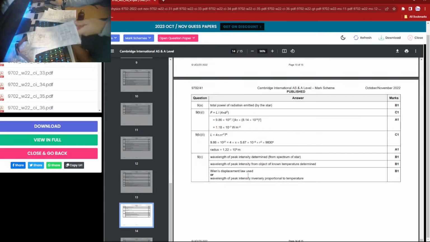9C. Wien's displacement law is used. Okay. Wavelength of peak intensity determined. I didn't really write peak intensity, so I don't think I'll be getting a mark from that. Wavelength of peak intensity from object of known temperature determined. Okay, compare the wavelength and temperature. So I have to include peak intensity.